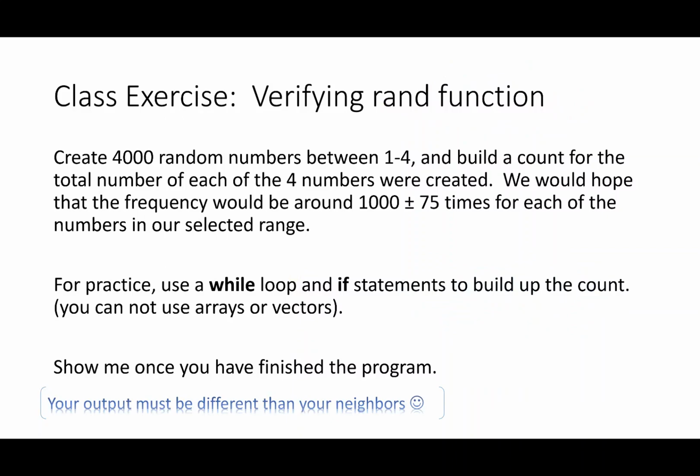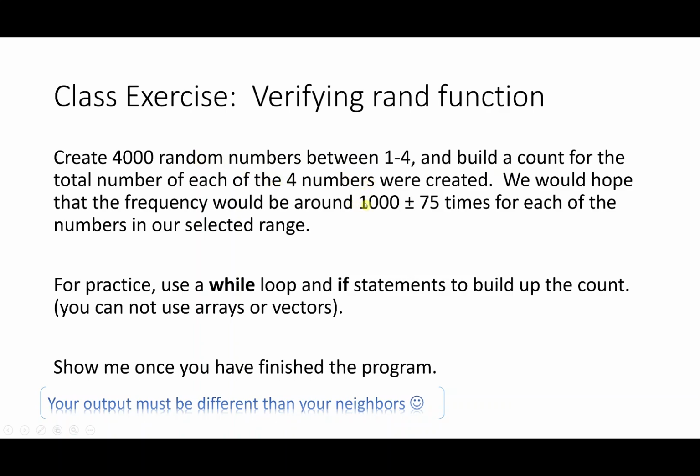So one exercise is to verify the rand function. Create 4,000 random numbers between 1 and 4. You need 4 variables, right? 1s, 2s, 3s, and 4s. And if the random number generated is 1, you're going to generate 4 random numbers. Now, the 4 random numbers could be either 1, 2, 3, or 4. So if it's 1, increment the variable 1s. And if it's 2, increment the variable 2s, and so on. Okay?